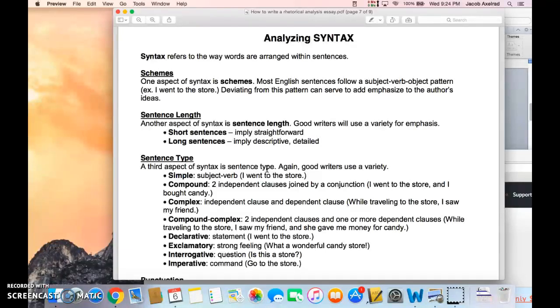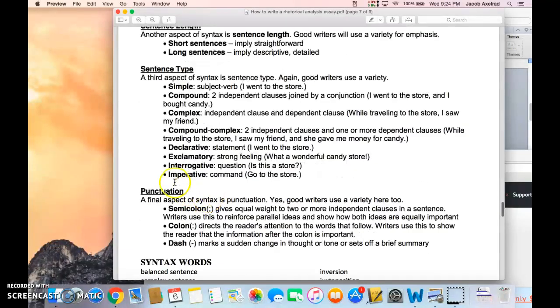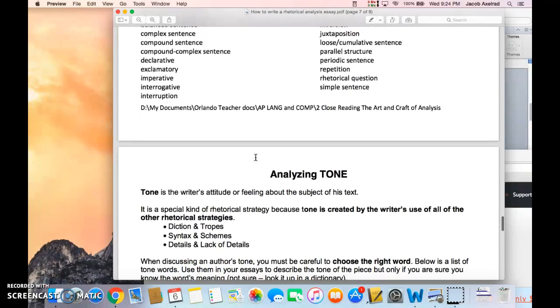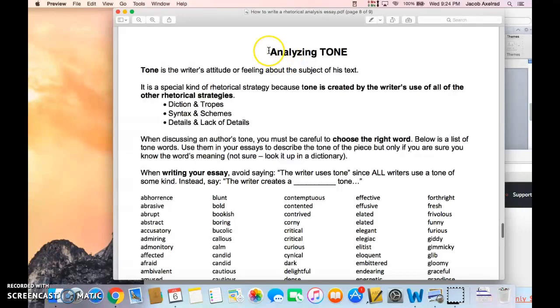So when you're writing this analysis essay, if you want to reference this guide for some more tips or some more guidance, I would suggest doing that as well. Here's some more tips for analyzing tone.